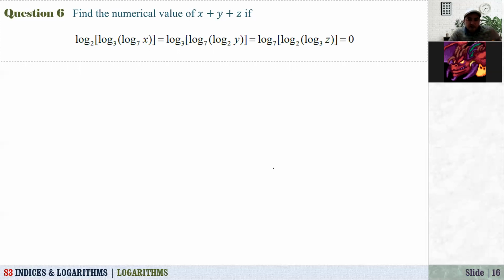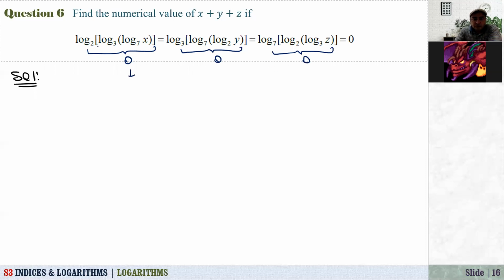In question 6, find the numerical value of x plus y plus z if the logarithm of x to the base 7 to the base 3 to the base 2 is equal to the logarithm of this, and everything is equal to 0. How do you find this? You should just do this one by one. So the first part is solution. The first one is just if you take this one, that's equal to 0. And also the thing is equal to 0. And also this logarithm is equal to 0.